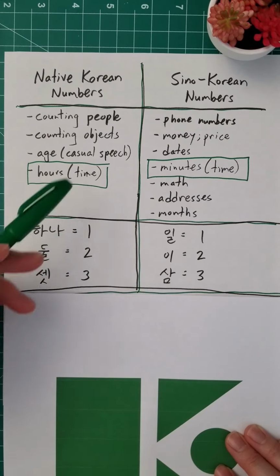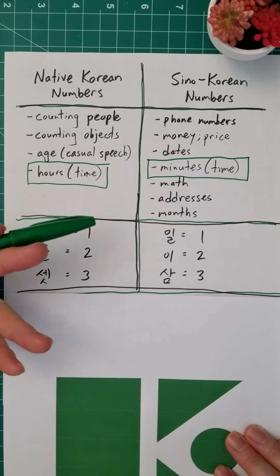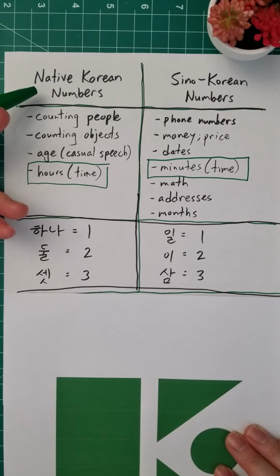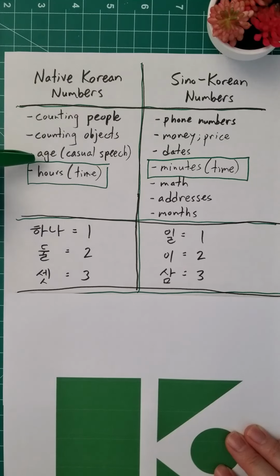Now, if you get confused about which one to use, just remember something that'll help you most of the time. You use native Korean numbers for physical things like objects and people. Of course, there are exceptions like age and hours. That's why I said most of the time.